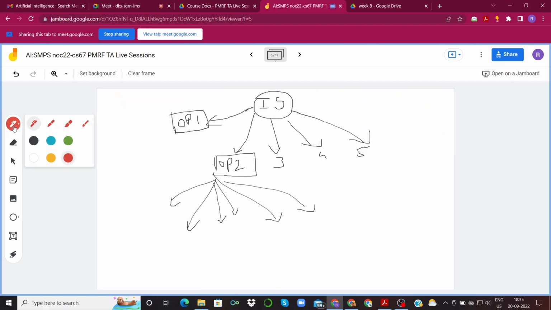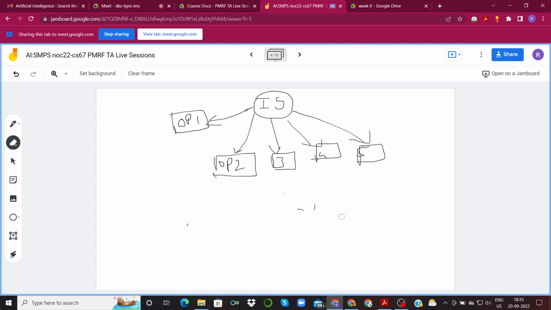Yeah, so you were given an initial state, and let's say these are all the 5 operators that you could apply given this initial state. Now suppose you consider this operation 1.